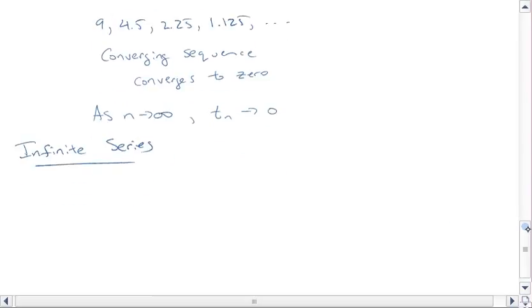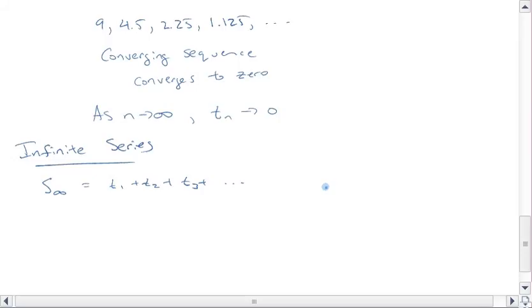So what exactly does that mean? We would write this as S infinity. What this really means is that it would be T1 plus T2 plus T3 plus, and instead of stopping at some number n, you would just keep on adding and adding and adding, and would never actually stop.